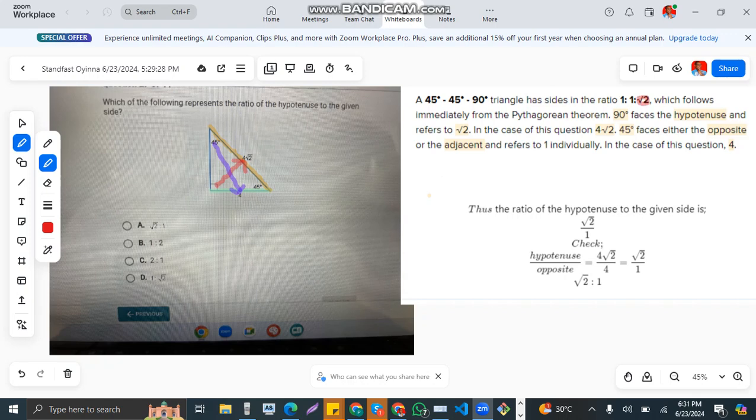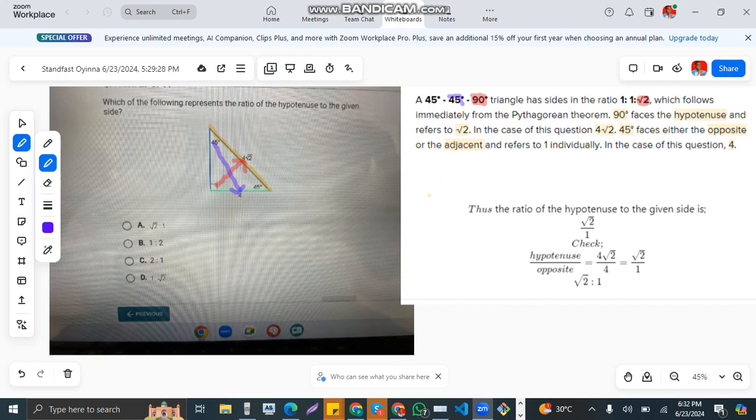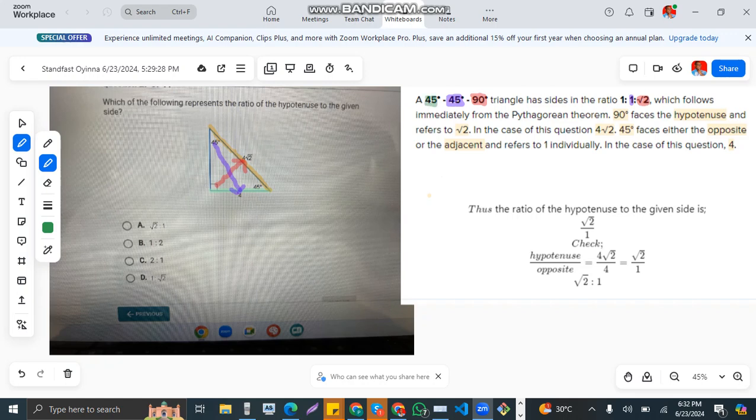So let me repeat that. Let me use color to show it. I highlight the 90 degrees. It's represented by root 2. Let me use purple for this other 45 degrees, which is represented by 1. And finally, let me use green. This first 45 degrees is equally represented by 1. So that's how it goes.